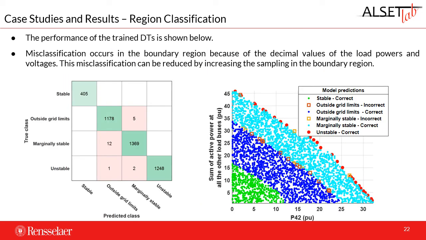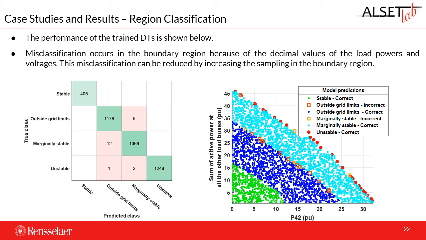So here is a result of the region classification method. The performance of the decision trees is shown on this plot over here. Misclassification occurs in the boundary region because of the decimal values of the load powers and voltages. This can be reduced by increasing the sampling in the boundary region.